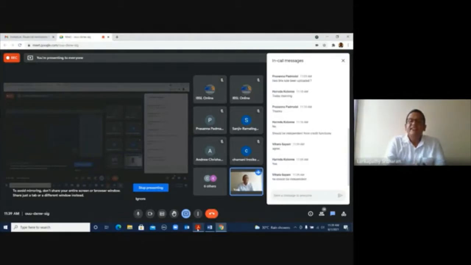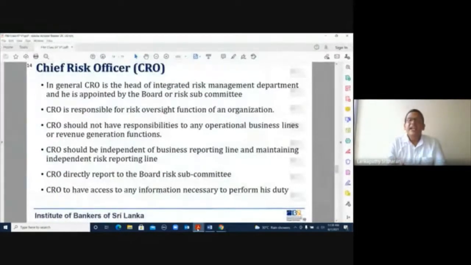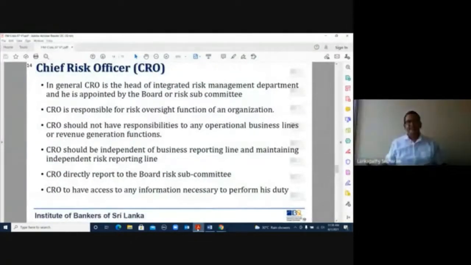Basically, we can say that there should not be a conflict of interest. If he is involved with any business line or business reporting line, then there will be a conflict of interest, the same as I explained to you about the internal audit.